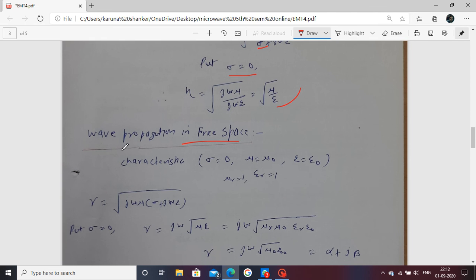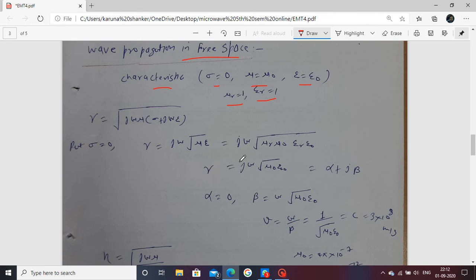Now we move to wave propagation in free space. The free space properties are sigma equal to 0, mu equal to mu naught, and epsilon equal to epsilon naught. Here the relative permittivity and relative permeability are equal to 1. You put these in this relation, and the propagation constant gamma is derived. Put sigma and these values and arrange. Now these values come.